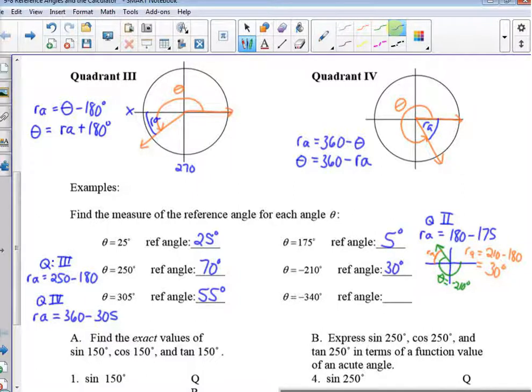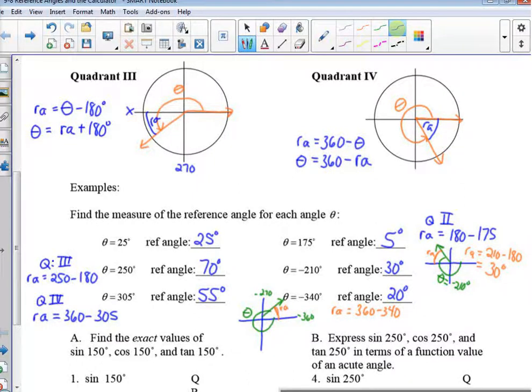And negative 340. For negative 340, that would put me into quadrant... Here's negative 270, and here's negative 360. So that would put me right here in quadrant number 1. So there's theta, negative 340. I want this piece right here. This is the reference angle. So the reference angle would be 360 minus 340. I'm not really using the negative. I'm just looking for that positive acute angle, and that turns out to be 20.